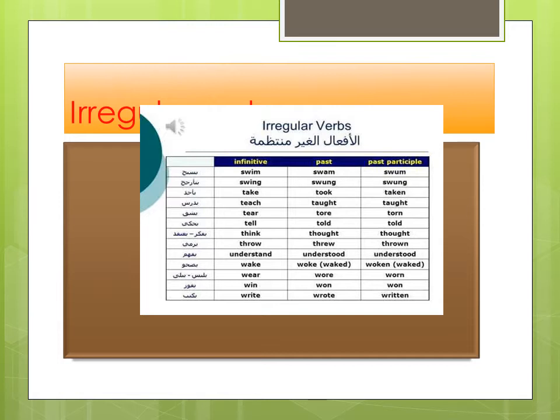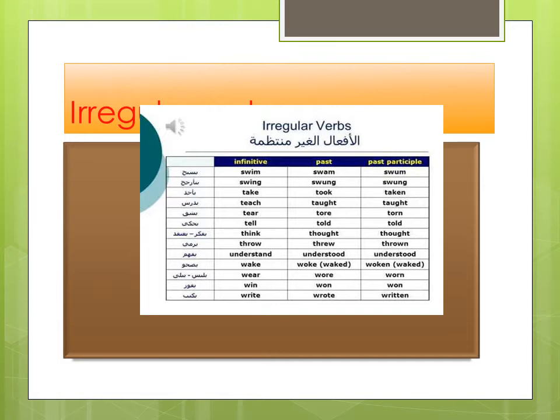So look at example number 1. The verb number 1, swim, it changed to swam, okay? So repeat after me, swim, swam. These are irregular verbs. Past participle, swum.